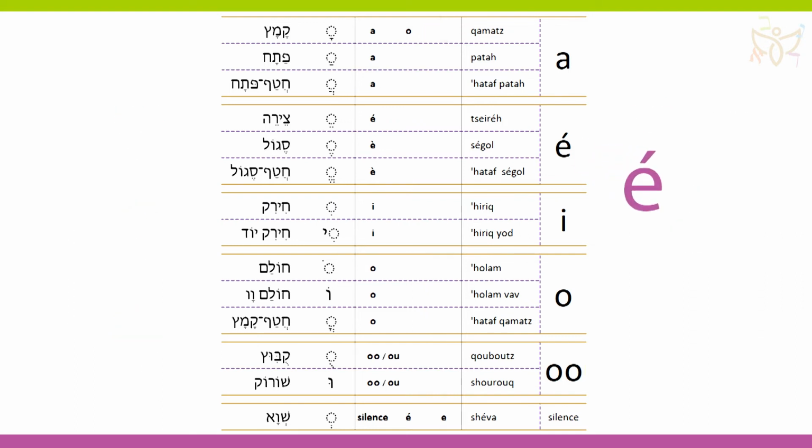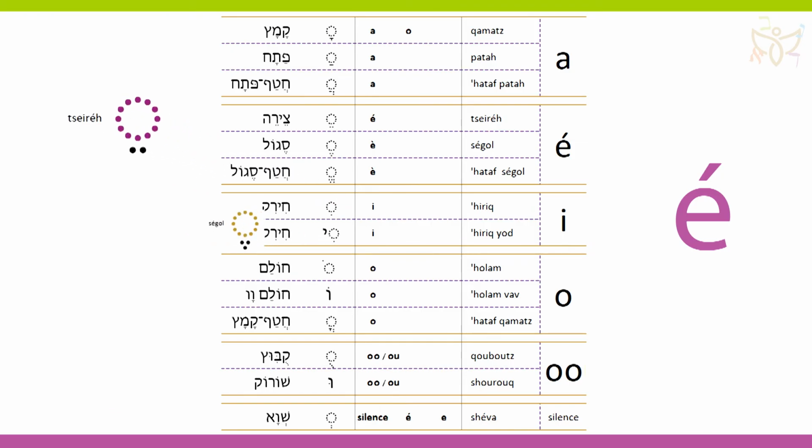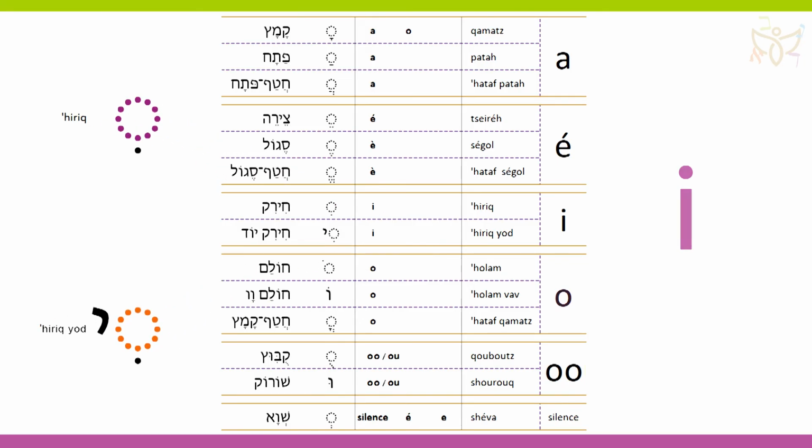The vowel e, which can be pronounced e, is written with 3 signs. The Tséré, the Ségol, and the Hataf Ségol. And for the vowel I, which in Hebrew is pronounced i, what vowels are used? We are using the Hiriq and the Hiriq Yod.